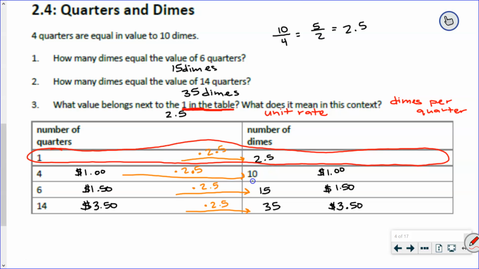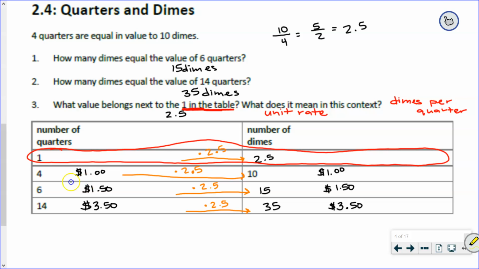Can we have half of a dime? Kinda. It would be considered a nickel, not half of a dime, right? Could you cut the dime in half? Yeah, and then it's useless. But what we're seeing, though, is that this is the unit rate of dimes per quarter.